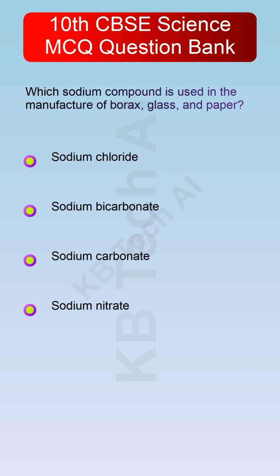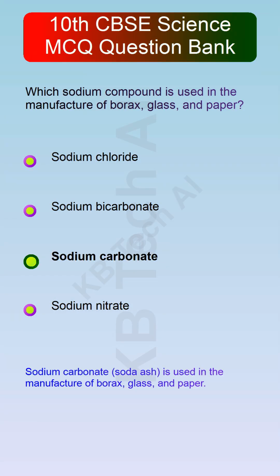Which sodium compound is used in the manufacture of borax, glass, and paper? Option 1, sodium chloride, option 2, sodium bicarbonate, option 3, sodium carbonate, option 4, sodium nitrate. The answer is, option 3, sodium carbonate.